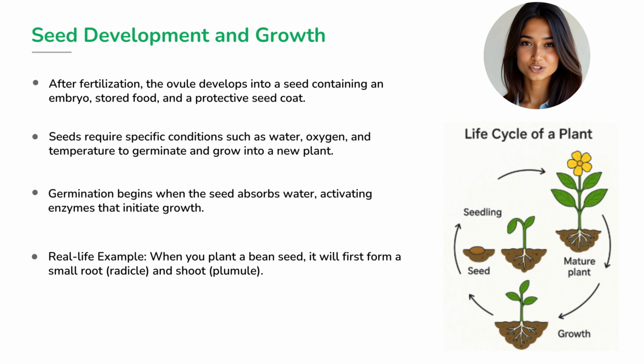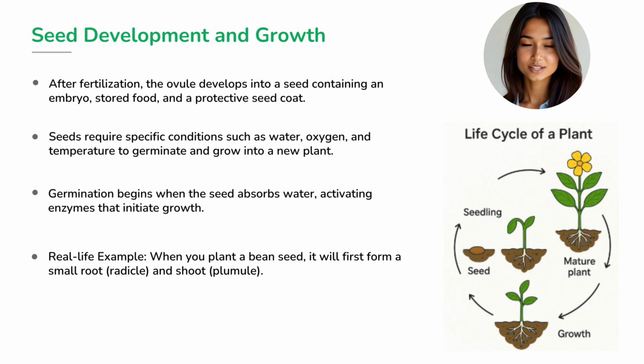When seeds germinate, they need a few things: water, oxygen, and the right temperature. Once the seed absorbs water, it swells, breaks the seed coat, and begins to grow. First, the root pushes down into the soil, and then the shoot starts to rise toward the light.